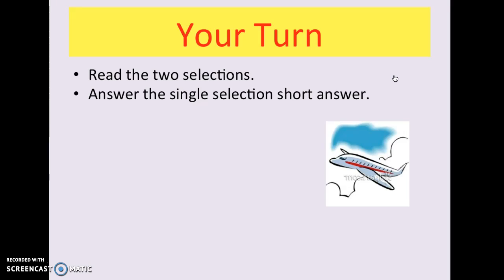Okay, and then you answer the single selection short answer, just like with the answer, prove, explain. Again, use multiple pieces of textual evidence. If you have a really strong answer, you'll probably find several really strong quotes, but you don't have to use many, just at least one. Okay, then you go ahead and answer the crossover.